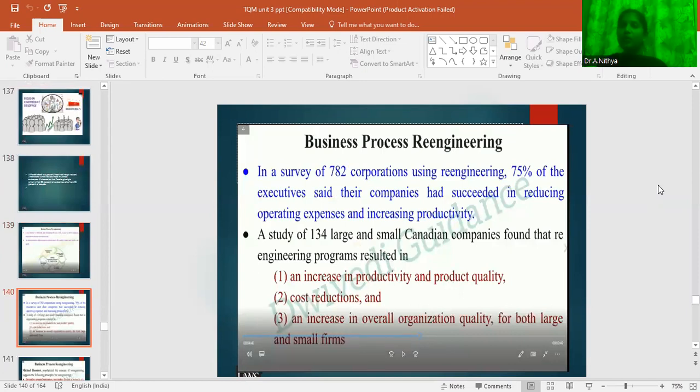So in a survey of 782 corporations using reengineering, 75% of the executives said that the companies had succeeded in reducing operating expenses and increasing productivity. Then again, another study of 134 large and small Canadian companies found that reengineering programs resulted in an increase in productivity and product quality, cost reduction, increase in overall organization quality, both large and small firms.